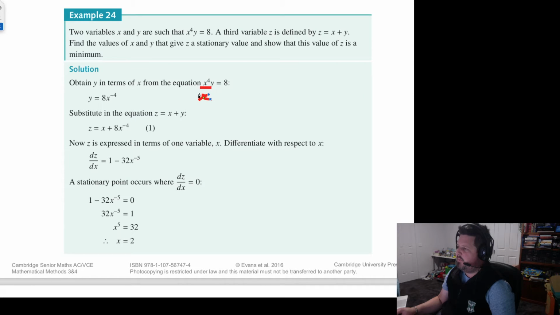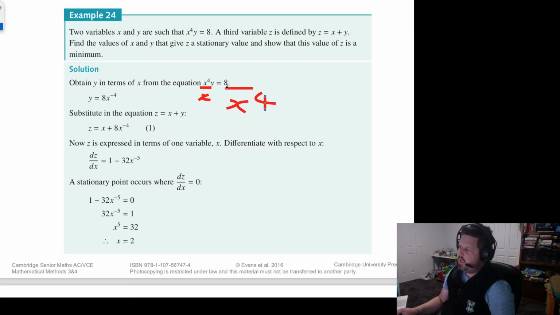Come on, pen. X to the power of 4. Anyway, we divide this side by x to the power of 4. You divide this side by x to the power of 4. It's not liking it, is it? X to the power of 4.